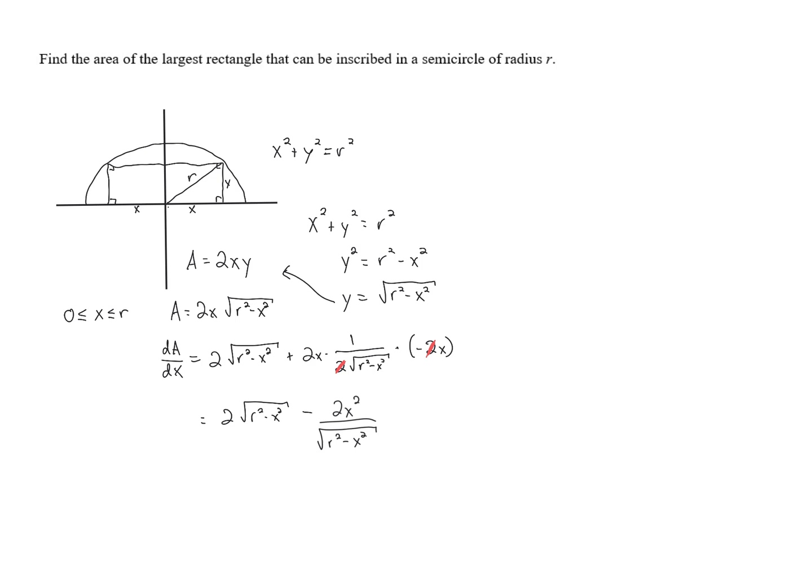Now it's going to be advantageous for us to combine these into one fraction. To do that, we're going to need a common denominator, which is going to be this square root. But here's the interesting thing. When we multiply the top and bottom of the first fraction by the square root, we have that same square root in the numerator. So when we multiply it by itself, that square root is going to go away, and it's just going to be 2 times r squared minus x squared in the numerator. And then everything else is going to stay the same.